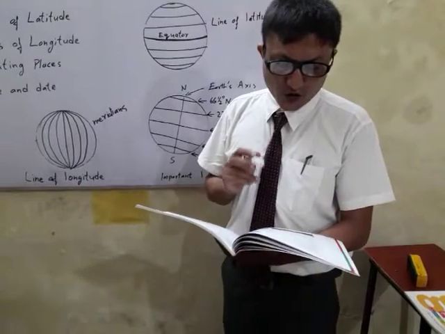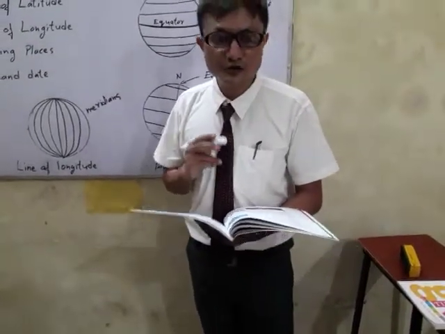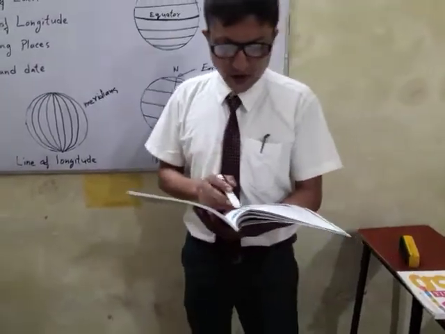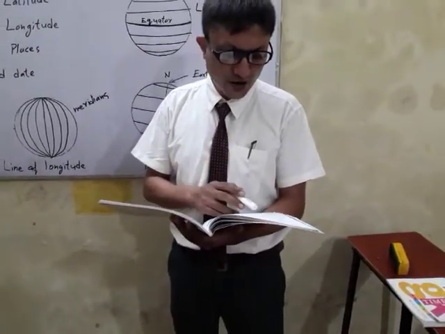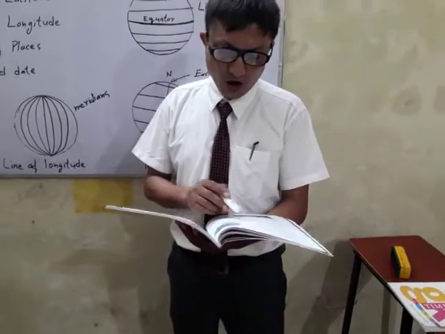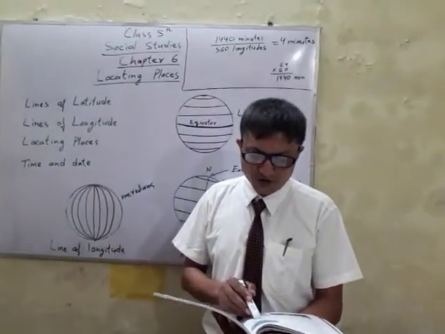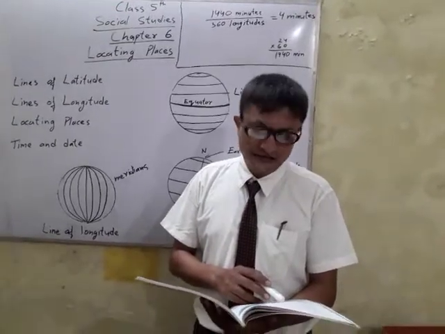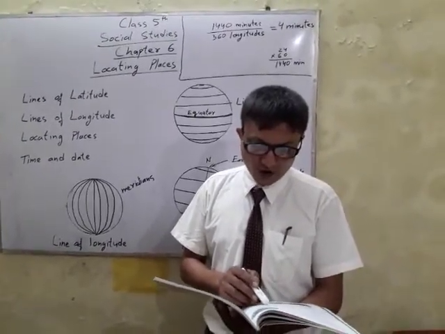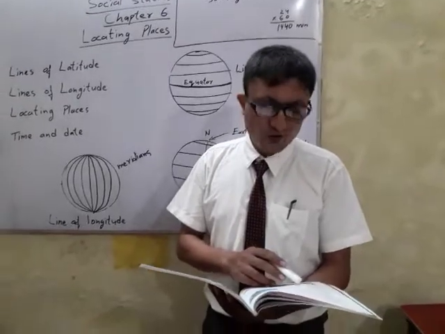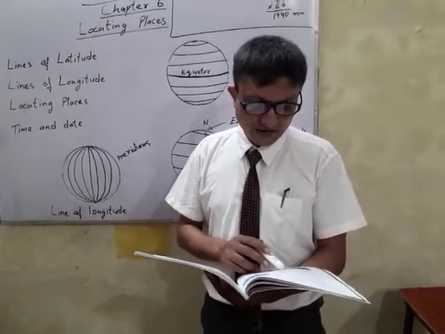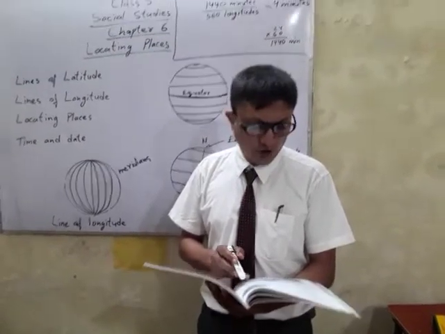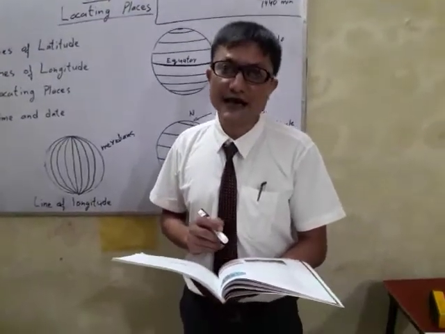The 0 degree meridian is called the prime meridian. It passes through the Greenwich Royal Observatory near London. All the meridians east of 0 degrees are called eastern meridians, and those west of 0 degrees are called western meridians. The 180 degree meridian is neither east nor west. It is called the International Date Line.